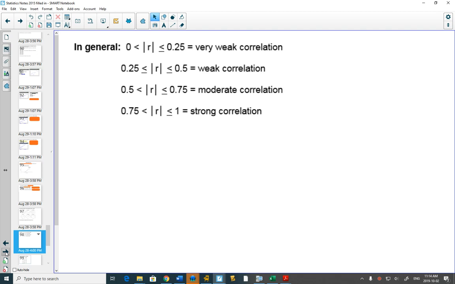So we can sort of generalize the data. Between 0 and 0.25, and notice I have absolute values there, so that's whether it's positive or negative, that's a very weak correlation. And then if it's between 0.75 and 1, well, that's quite strong.